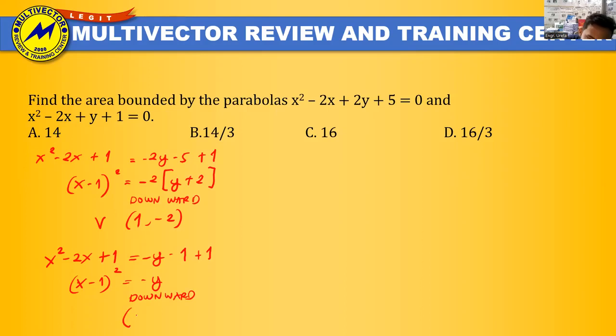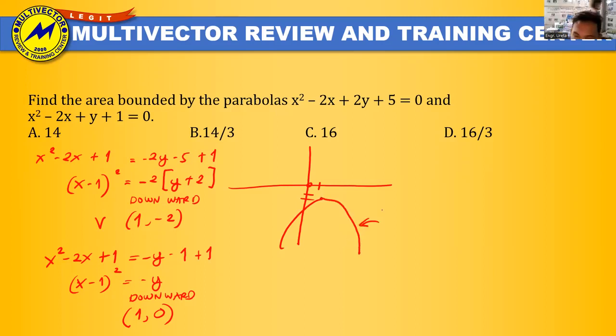Okay, with the vertex 1, 0. So pag i-graph natin to, graph natin para makuha natin yung area. First parabola natin, vertex is 1, negative 2, opens downward. Pag ganito itsura, ito yung parabola natin, which is yung first parabola.